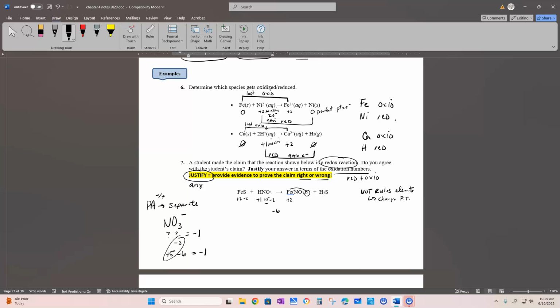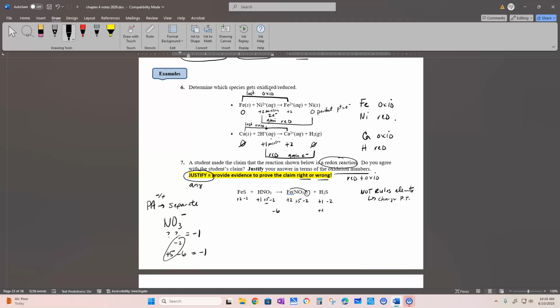Well, those are your two answers. So nitrogen's +5, oxygen's -2. Hydrogen +1, 1 times 2, so that means sulfur has to be -2. So is the student's claim correct? Well, let's look at it. Iron +2, +2, nope, he didn't do anything. Sulfur didn't change, hydrogen didn't change, nitrogen didn't change, oxygen didn't change.